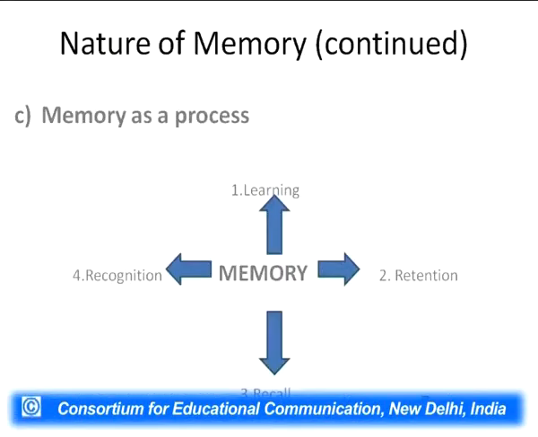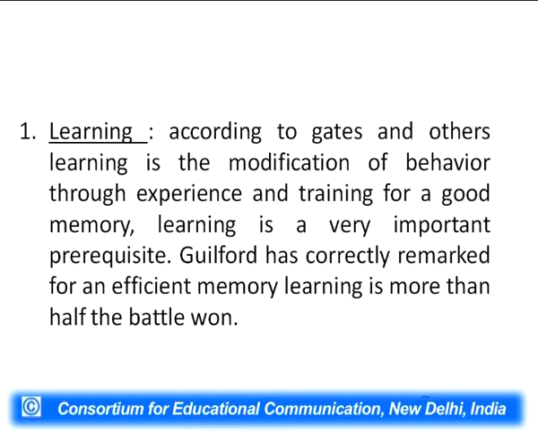So, on the third aspect, what is the nature of memory? Memory as a process. How is memory a process? First we learn something, then we store it, which is known as retention, then the third is recall and the fourth is recognition. I would like to explain it. Learning, according to Gates and others, is the modification of behavior through experience and training for a good memory.